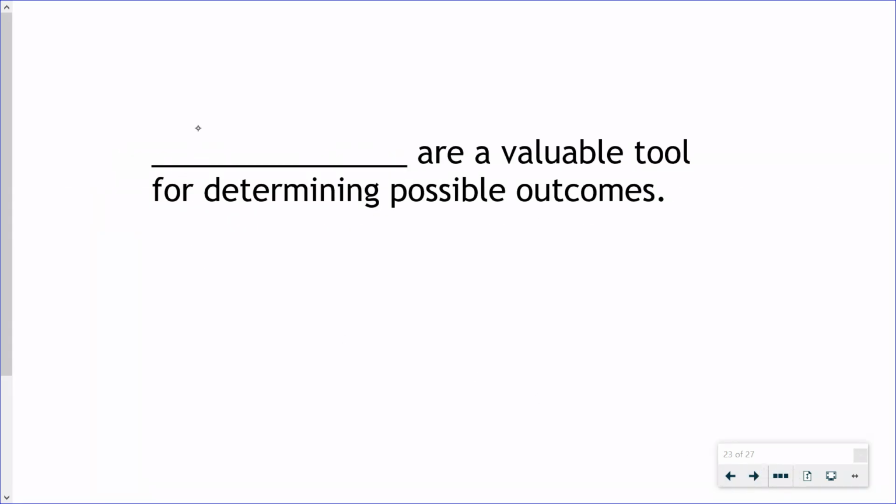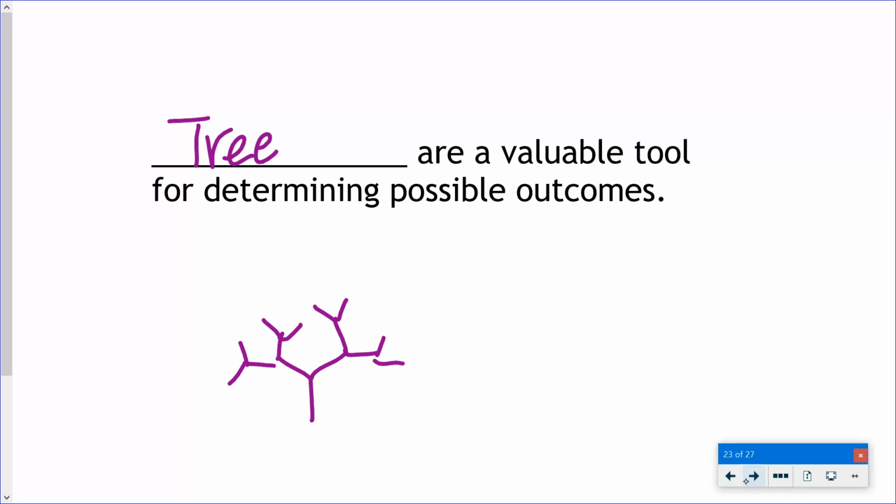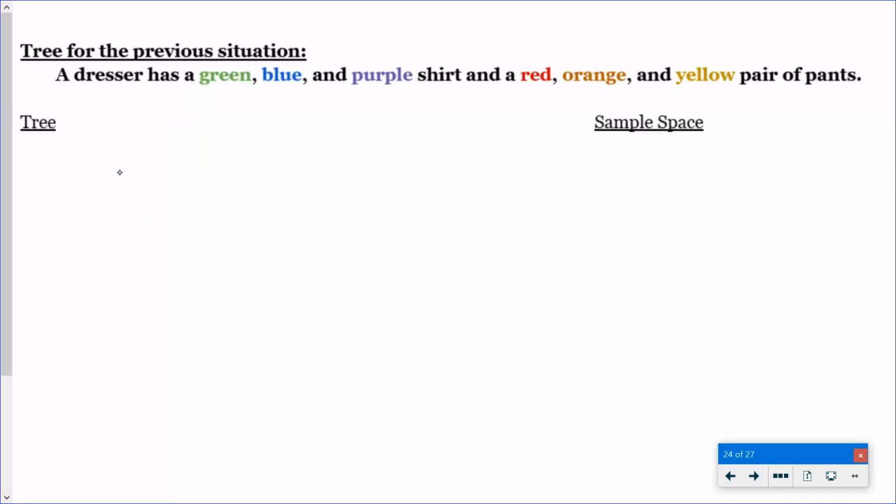Now the tool that we are going to use is called a tree. And if you think about a tree, it starts with a branch or a trunk, and then it branches off, and off of those branches it branches, and off of those branches it branches off, and it makes kind of like a web or a tree. And so this is the idea that we're going for. We're writing out our possible options as things that are branching off of the thing from before. So we're going to take our same situation, and we're going to represent it in a tree.